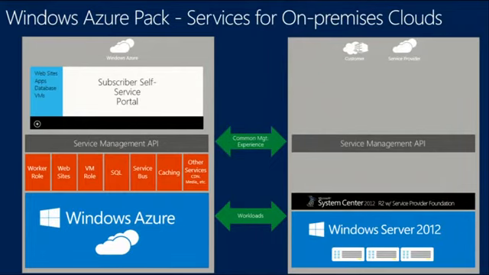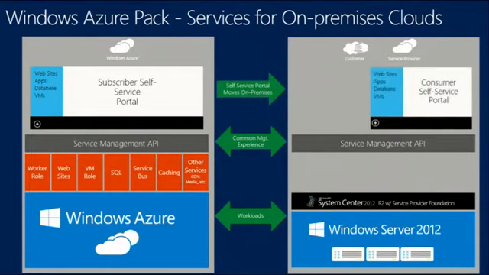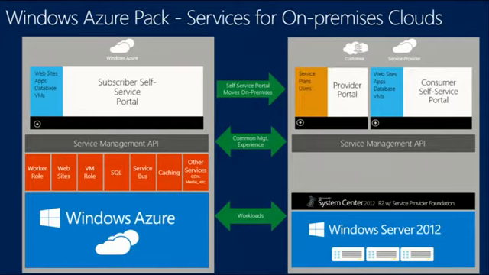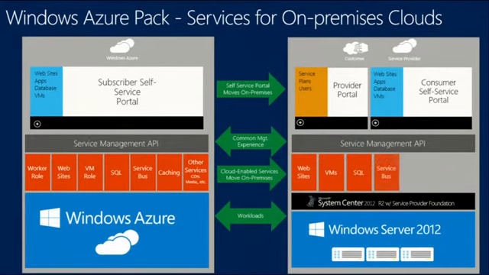So then what happens with the Azure Pack? That same Service Management API comes across. So we get a consistent Service Management API, which means you can use the same tooling against Azure that you can use against the Windows Azure Pack. And then that self-service portal moves on premises, so we can have the same consistent experience, same look and feel. But we also have a provider portal available as well. The provider portal is where your admins come in, create plans, create offers, and get an overview of the whole environment.